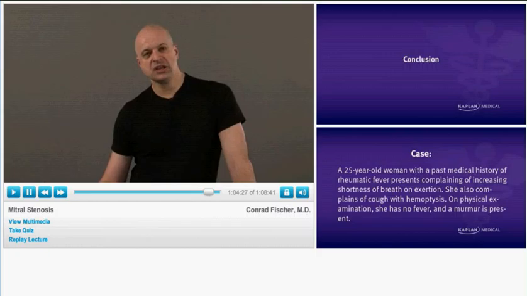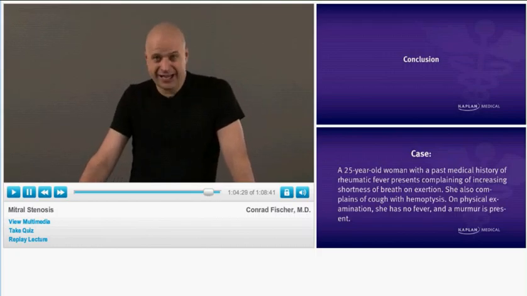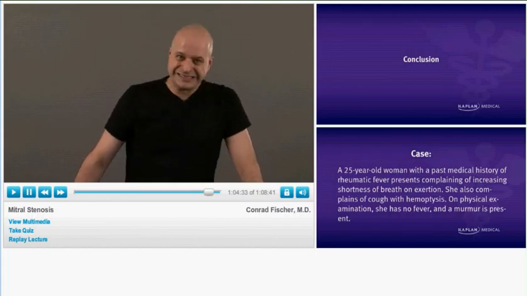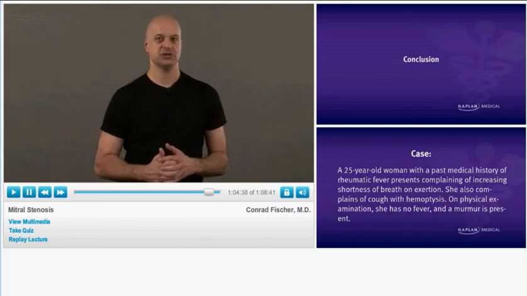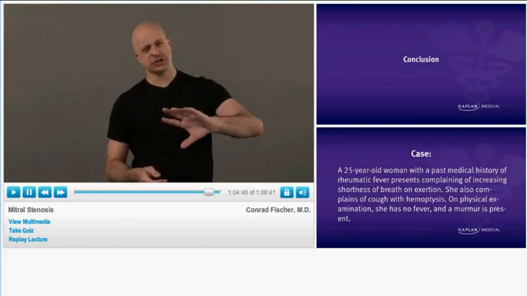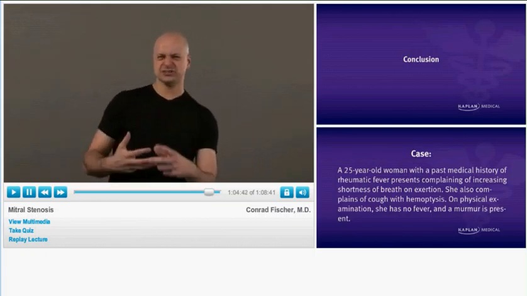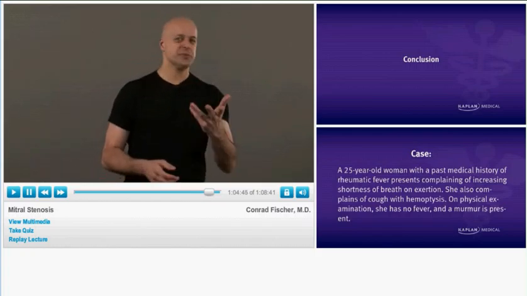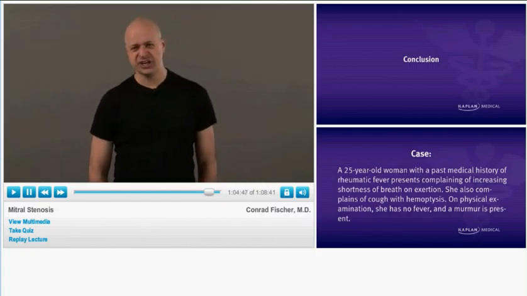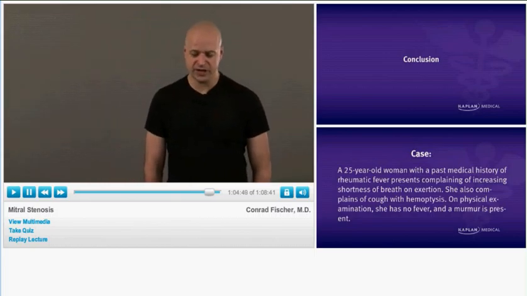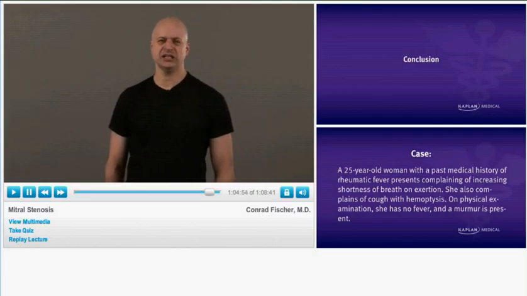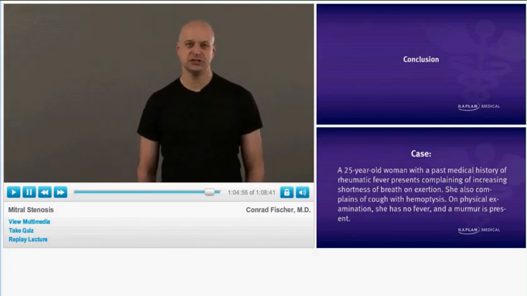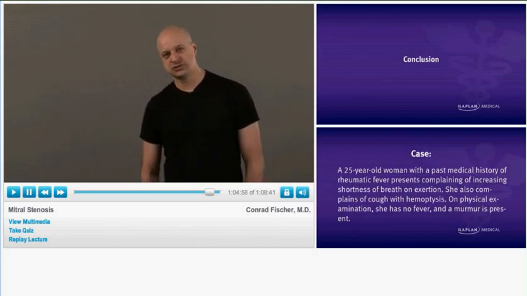The best initial test is an echo for all valvular disease. The most accurate test is catheterization because it actually measures exact valve diameters and exact pressure gradients. Diuretics and salt restriction might help a little, getting some of that fluid out of the lungs. But ultimately, there's very little medical therapy for stenotic lesions, and you have to do something mechanical. You balloon the mitrals and you replace the aortics.